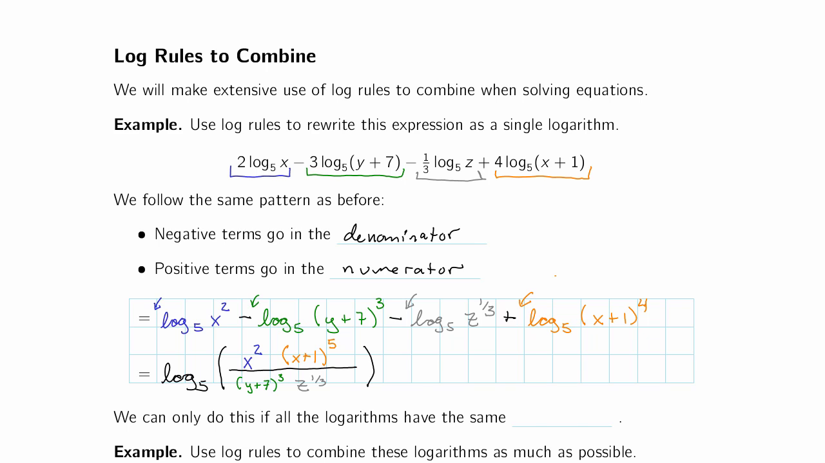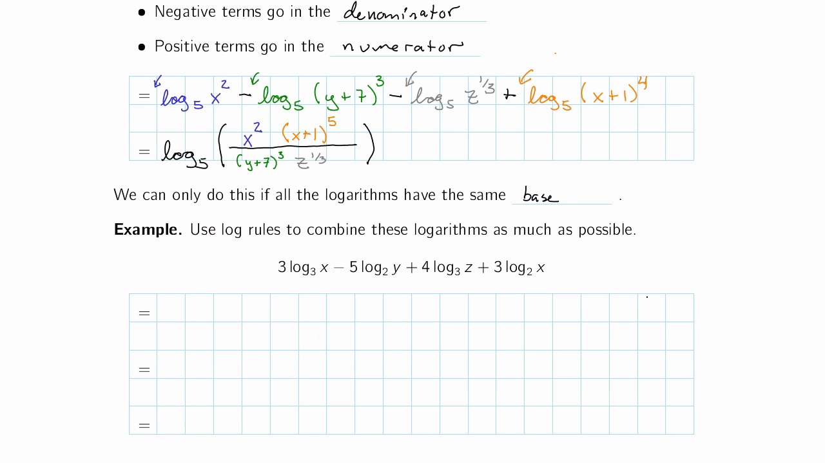Now the one thing to be cautious of is that this only works if all of our logs have the same base. So far we've been kind of ignoring the base. I haven't even been saying the base, right? I've just been saying log, not log base 5 in this problem. And we can do that as long as the bases are all the same. If we have logs in different bases, we can't combine them.